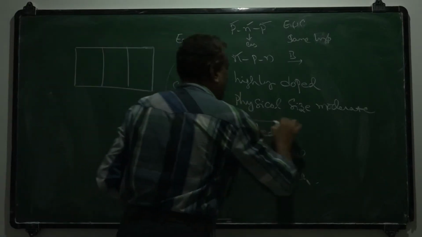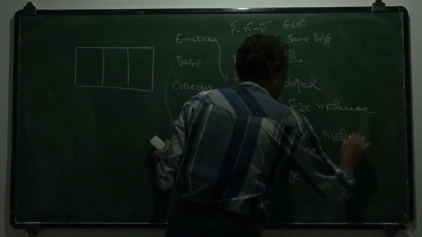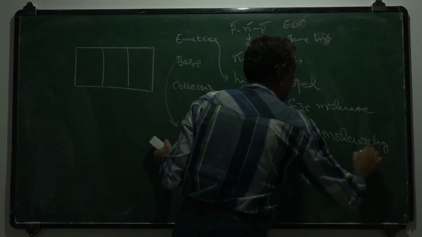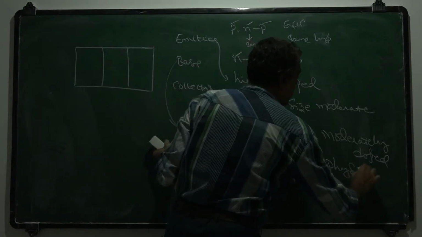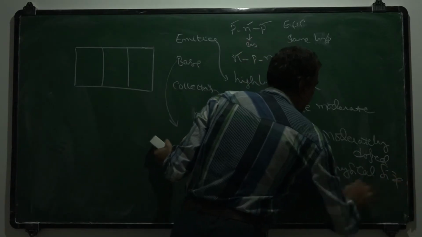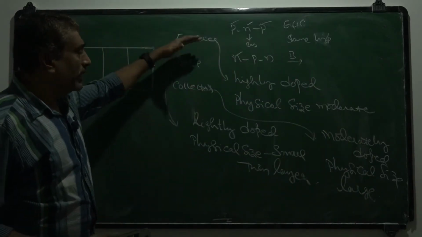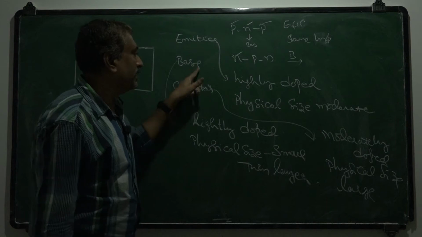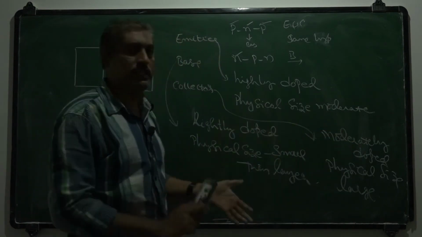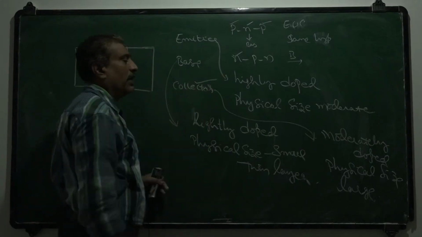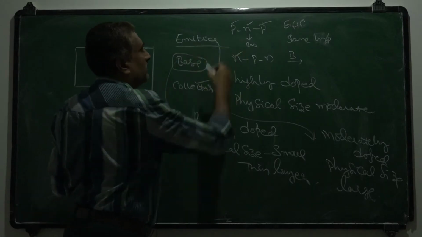Now consider the collector. It is moderately doped, and its physical size is large compared to the other regions. So the emitter is highly doped, the base is very lightly doped, and the collector is moderately doped. About physical size, the collector is larger compared to the other regions, the base is a very small region, and the emitter is of moderate size.